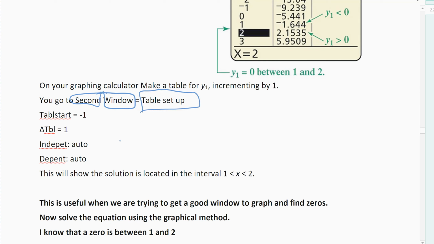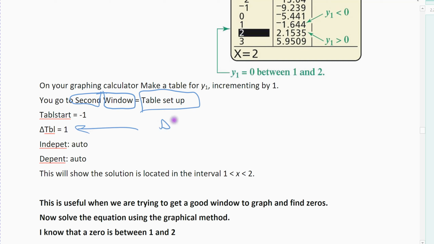My table that I set up could be default. A lot of times it's default this way. But what you want is for your table to start at -1. So that's the first value you'll see. The delta table, this part here, tells you how much you're going to change. You're going to go up by 1 unit.